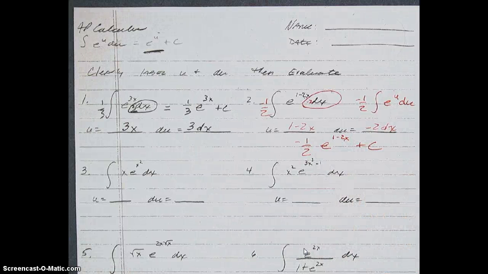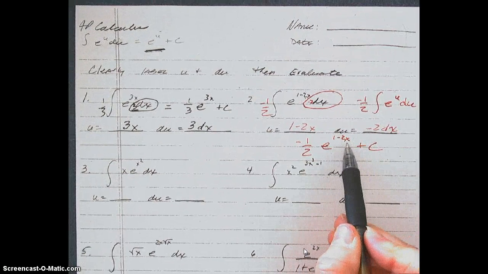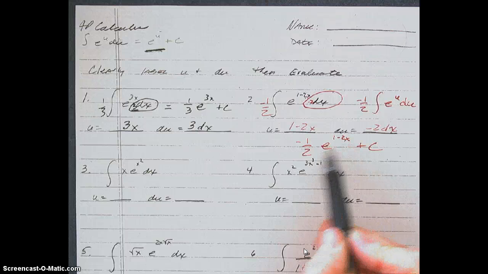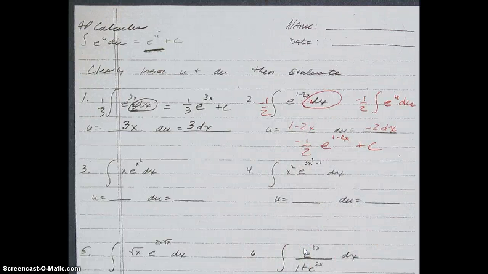And you can do a mental check again. The derivative of e to the u is e to the u times the derivative of u, which is -2, and -2 times -1/2 is +1, and you're back to what we started with.